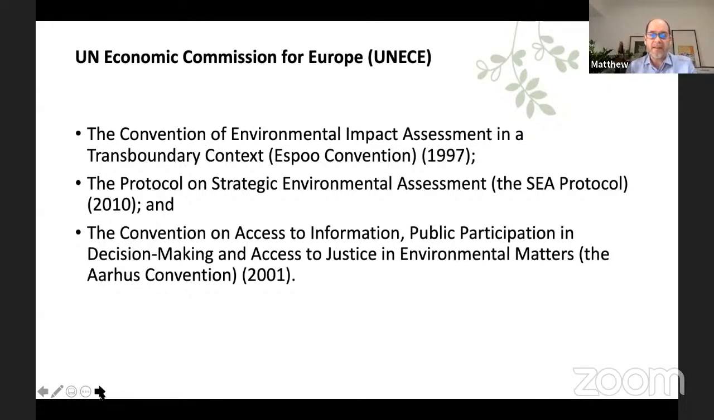Strategic environmental assessment looks at programs and plans and policies, those that, for example, about energy or siting of infrastructure might be broader than a single project. And then one of the important conventions, which is now open to accession by all countries internationally, is the Convention on Access to Information, Public Participation in Decision-Making and Access to Justice in Environmental Matters. This is the Aarhus Convention. And those three items, access to information, public participation, and access to justice, we consider to be the pillars of Aarhus.